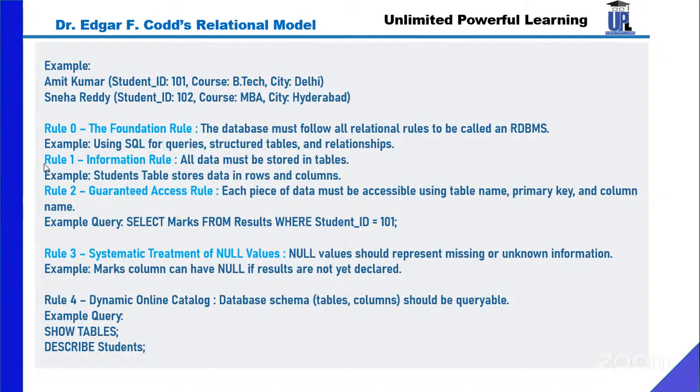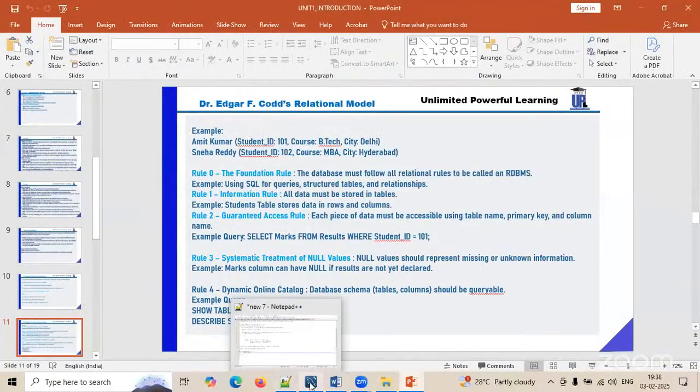First one is rule 1, information rule. What is the information rule? All data must be stored in tables. So this information should be stored in tables. Example, a student table stores the data in rows and columns. The information rule says that any information you want to represent should be in rows and columns. That is what it is telling. Take an employee database.